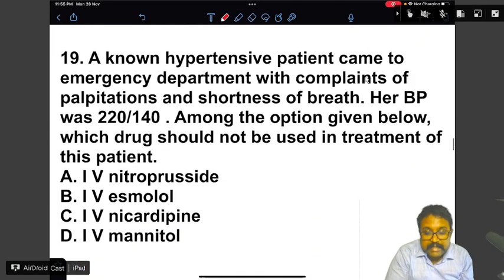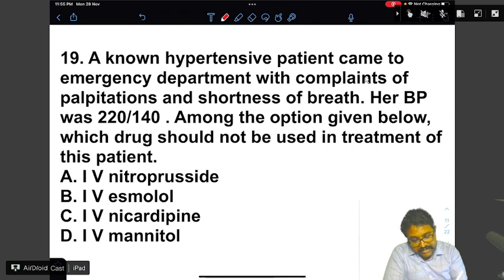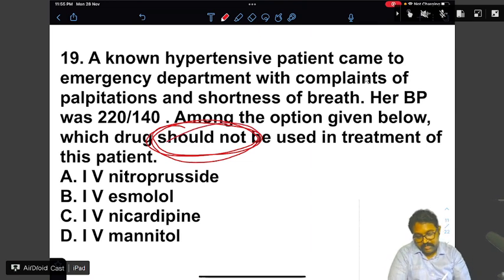Next, moving on to the 19th question. A known hypertensive patient came to the emergency department with complaints of palpitation and shortness of breath. Her BP was 220 by 140 mm of mercury. Among the options given below, which drug should not be used? So please, here is the catch. Should not be used in the treatment of this patient.